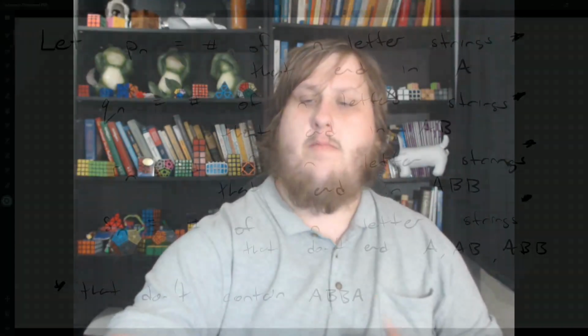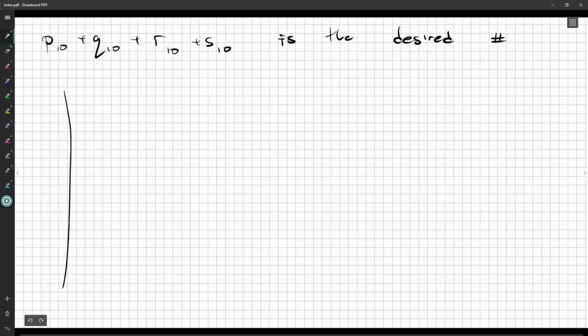So that's something to point out. There's no overlap. There's nothing that could end in an A that also somehow ends in an AB or also ends in an ABB. So we're fine. We're not going to be double counting anything. Okay, so we'll make a little comment here. P10 plus Q10 plus R10 plus S10 is the desired number.